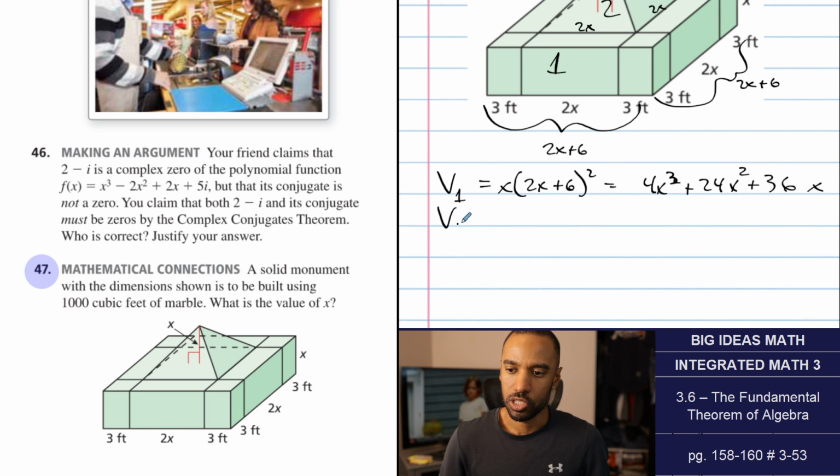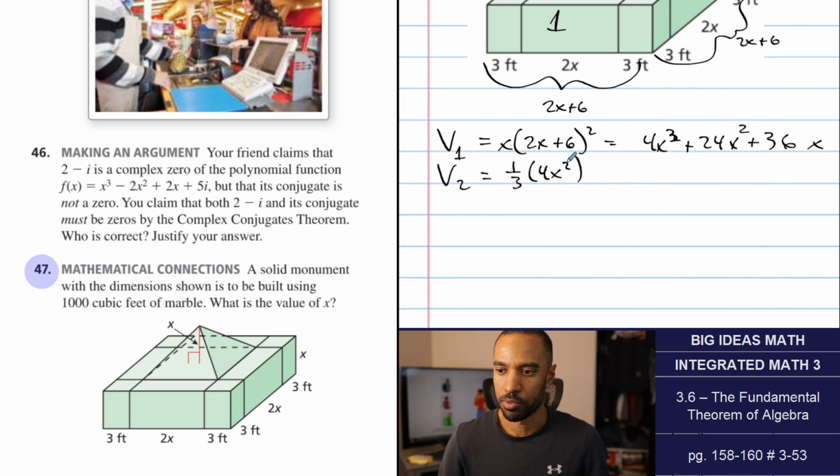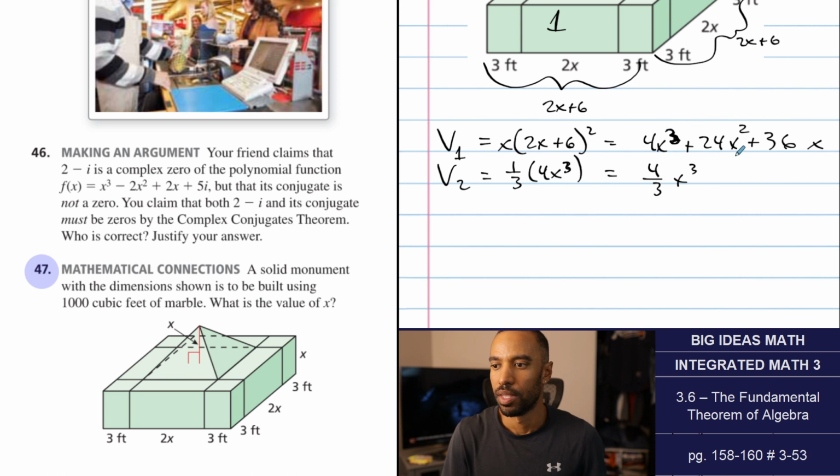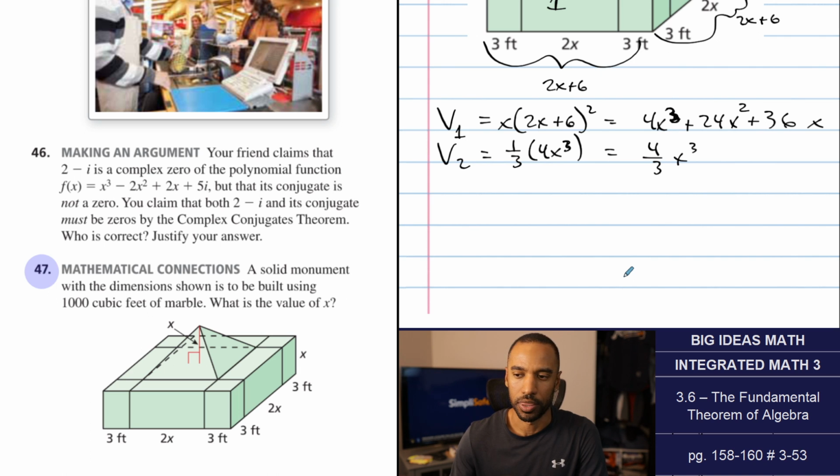The volume of object 2 is 1/3 area of base, which is 2x times 2x, that's 4x squared, times height, which is x, so that becomes 4x cubed. So 1/3 4x cubed, or 4/3 x cubed. Okay, that's how pyramids work. So we add those together, and we can set it equal to 1,000.